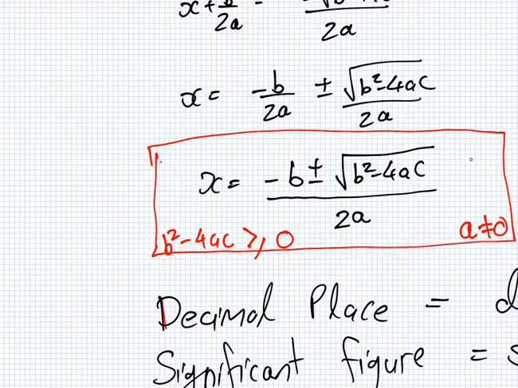Who has that? 0.098. And then the second one, let's see what we get. Just change that to minus. Yes, minus 5.1. Okay? So it's just using the calculator.